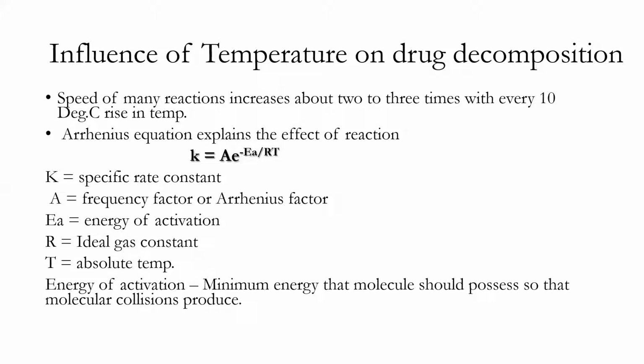And temperature, of course, also affects the API. To calculate this, we use the Arrhenius equation. You must be aware of this equation, of course. The speed of many reactions increases about 2-3 fold with every 10 degrees Celsius rise in temperature. So here we have to calculate the influence of temperature on drug decomposition by using the Arrhenius equation. So here is the formula.